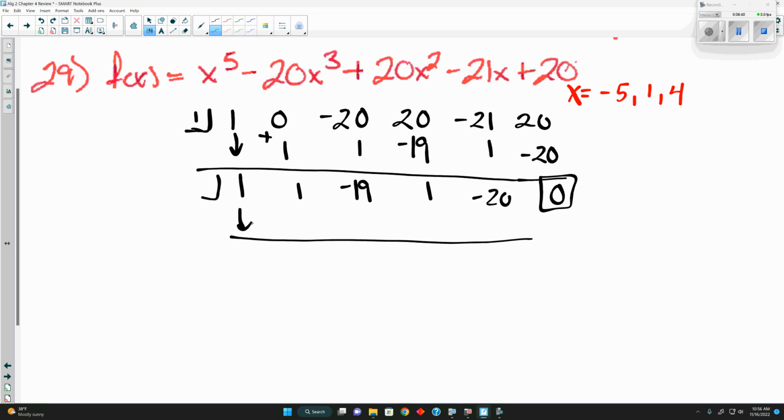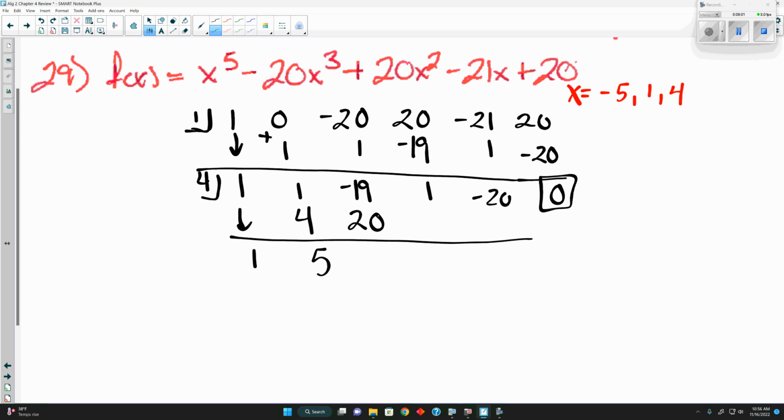Now we're going to do this again. We're just going to pick one of the other solutions. So we could pick 4. Because each time we do this, we do decrease the degree by 1. So we can say 4 times 1 is 4. 1 plus 4 is 5. 4 times 5 is 20.